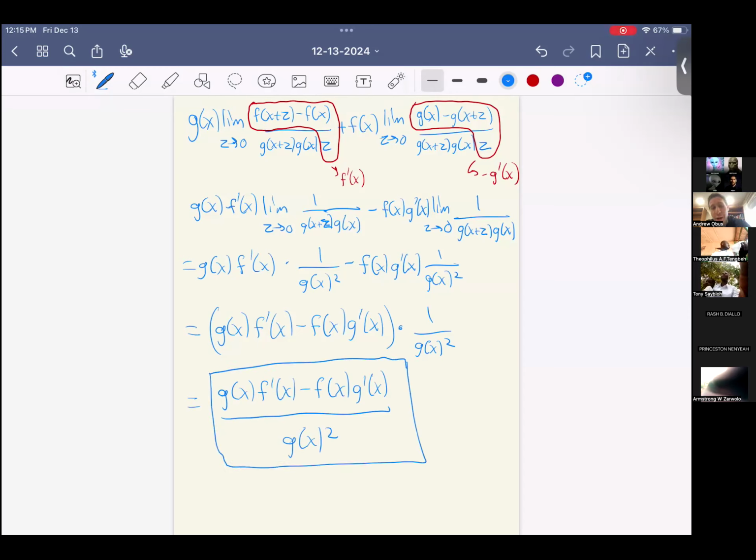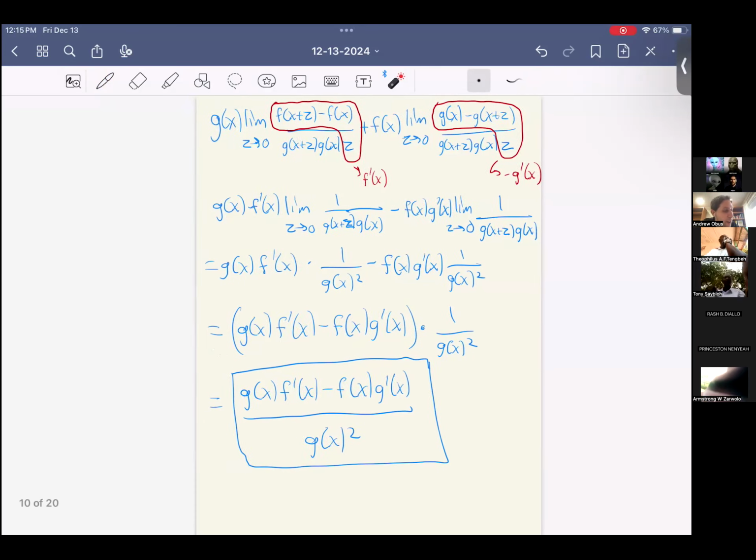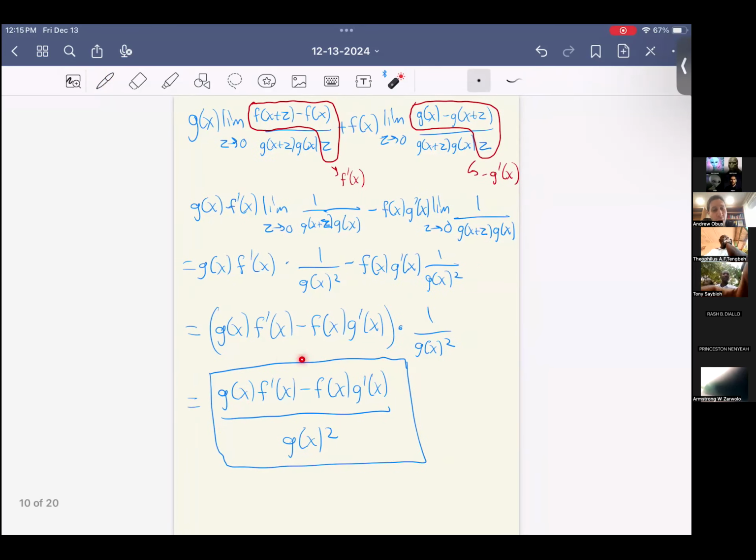And so this proof is pretty hard, right? You have to do a lot of algebra. But in the end, you're just taking a limit, doing a whole bunch of algebra, doing some tricks here and there, and you end up with this formula, which is a little bit harder than the product rule formula. Okay, but this is the formula for the quotient rule.